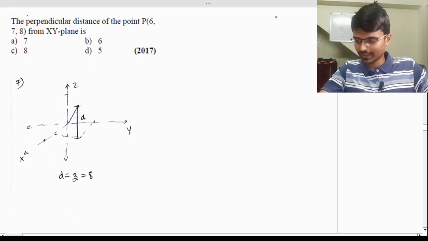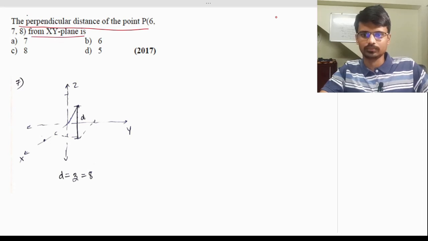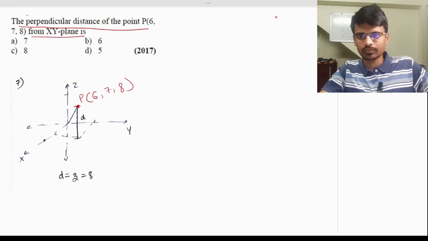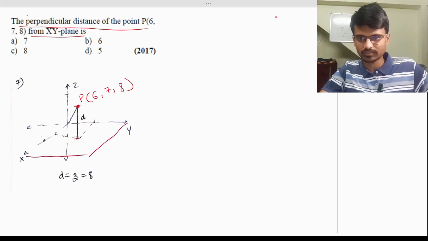Coming to our next question, what have we got? The perpendicular distance of the point P from the xy plane. Okay, very easy question. Let this be our point. Let me call this point 6 comma 7 comma 8. It is given already. So they are asking us the perpendicular distance from the xy plane. So this is my xy plane. Everyone agrees? They are asking us this distance.